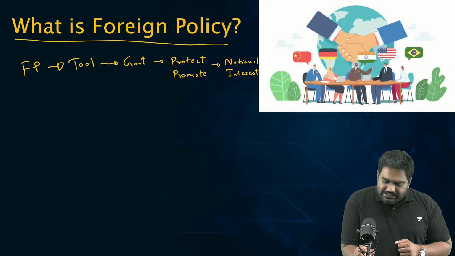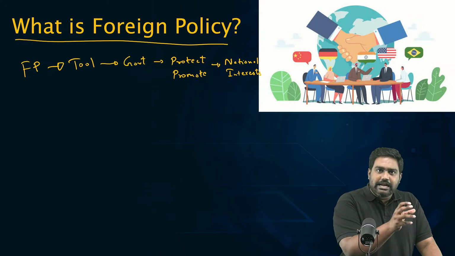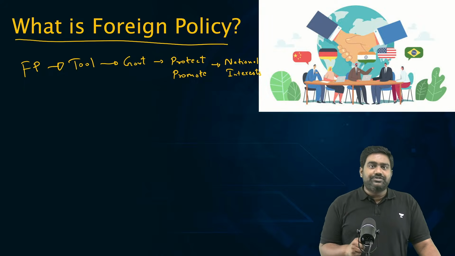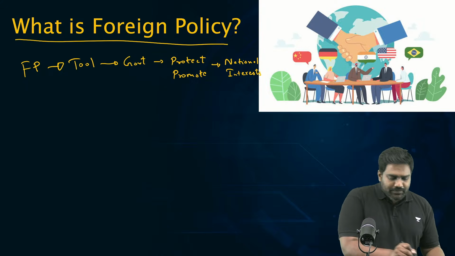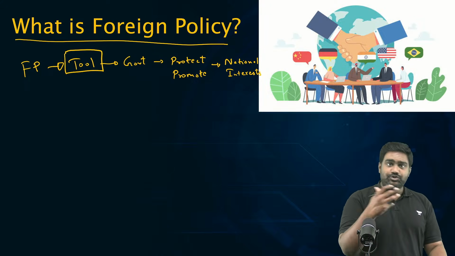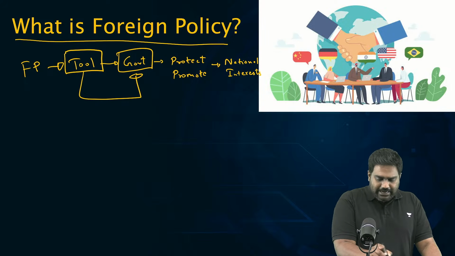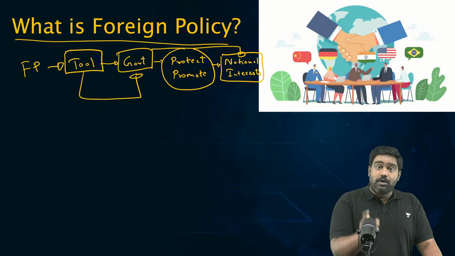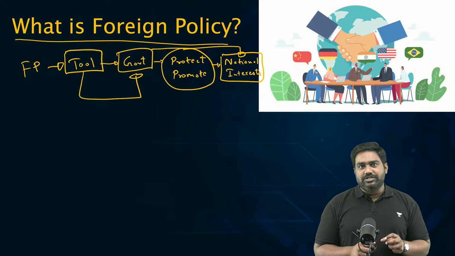This is the simplest explanation of foreign policy. Why should a country have a dedicated foreign policy? Why should a country have a separate ministry handling the foreign relations? The answer is very simple. Foreign policy becomes that instrument for the government to ensure that the national interest of the country is not only protected but promoted as well. So this is the purpose served by the foreign policy of a country.